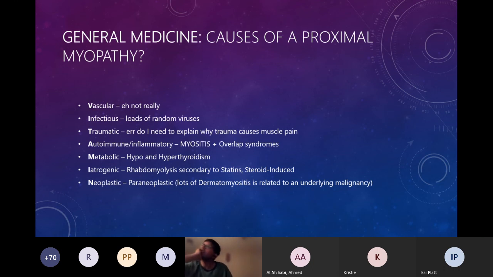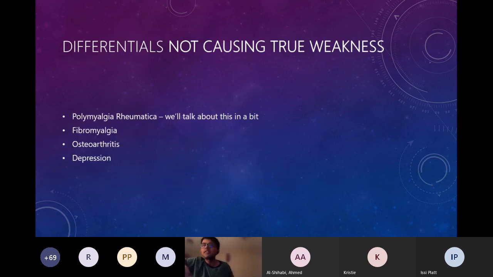Neurological causes of myopathy. If it's neurological, it's not really a myopathy by definition because the problem is just before the muscles, but good point. Another important thing to consider in your clinical practice: if you see dermatomyositis, you should always investigate for an underlying malignancy. In adults, over 50% of them are associated with a malignancy. So it's not good news. There are also some differentials that cause myopathy without actual weakness: polymyalgia rheumatica that we'll talk about, fibromyalgia, depression, osteoarthritis.